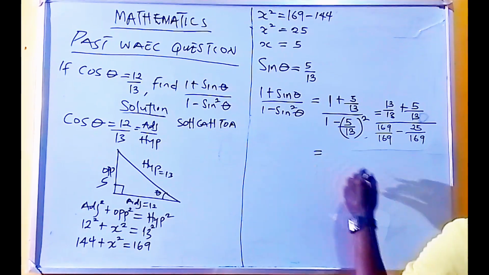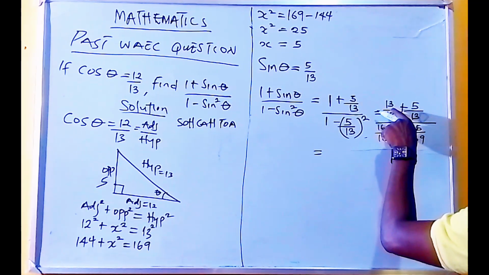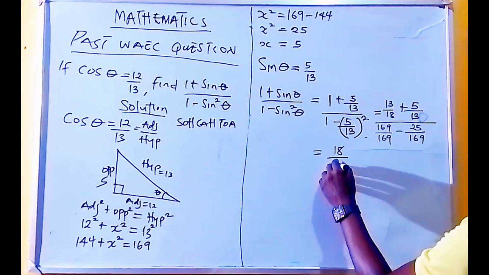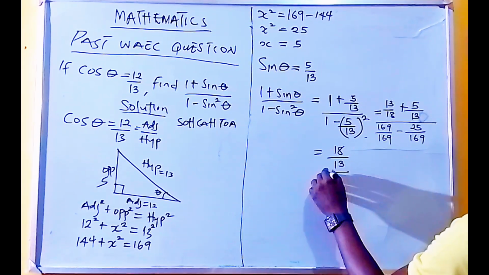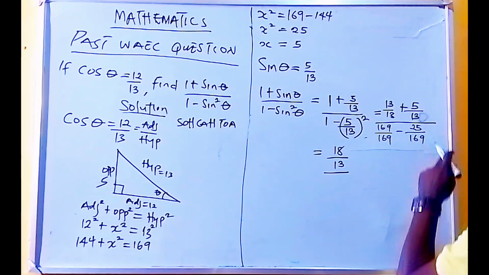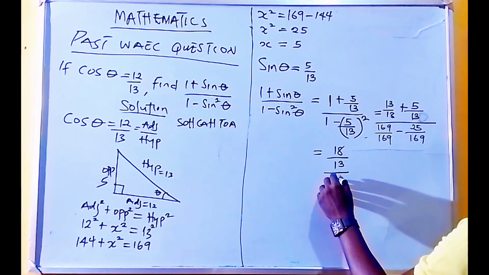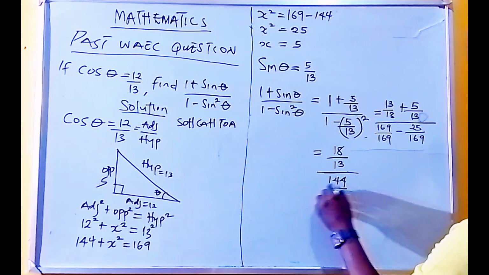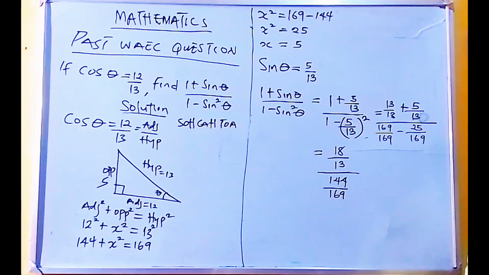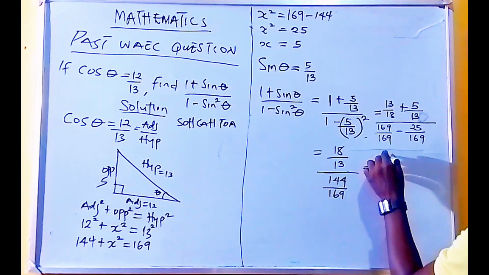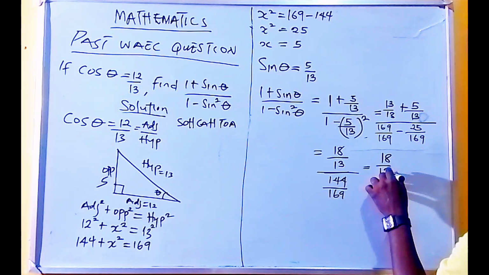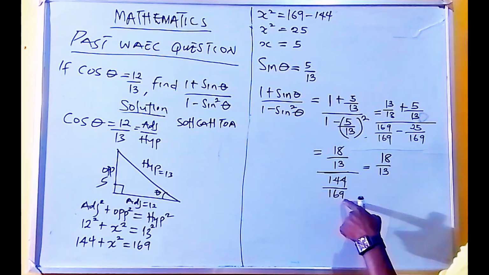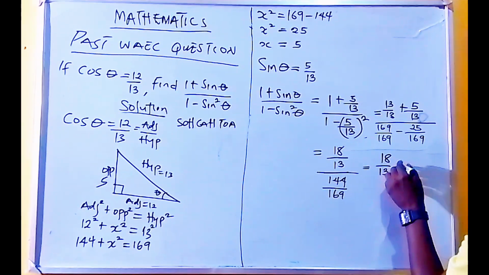So at this point, if you simplify further, 13 plus 5 is 18. So I have 18 over 13, all over 169 minus 25, we have 144 all over 169. We can simplify this to be 18 over 13 divided by 144 over 169, which can be written as this.